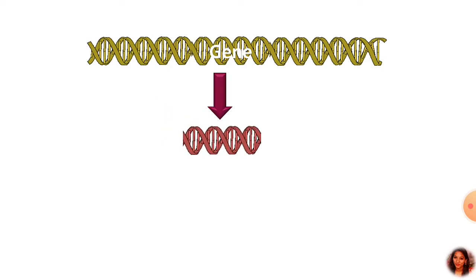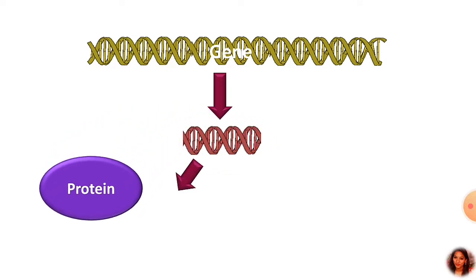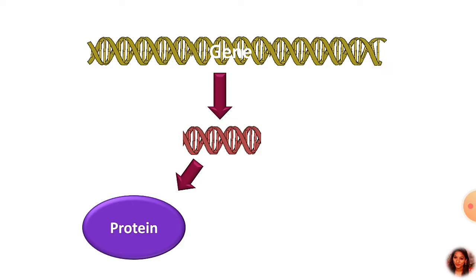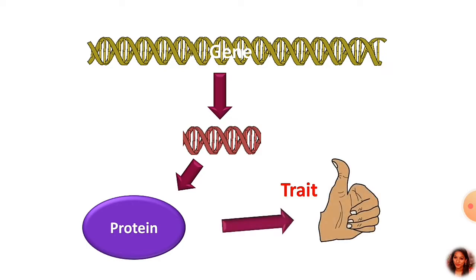Let us quickly see how DNA forms protein and our characteristics. This is our DNA. In this DNA, we have a small portion, as we just learned, known as a gene. This gene will code for a particular protein. Now this protein will be formed in our body, combine together and work for the characteristic, that is our trait. So this is how our DNA is what we are.